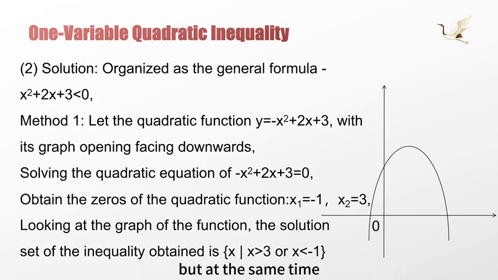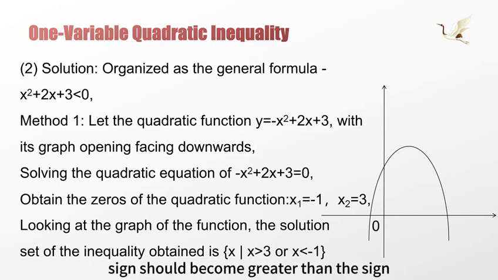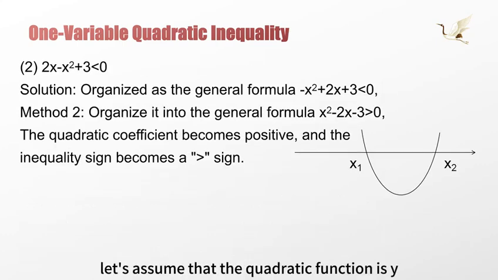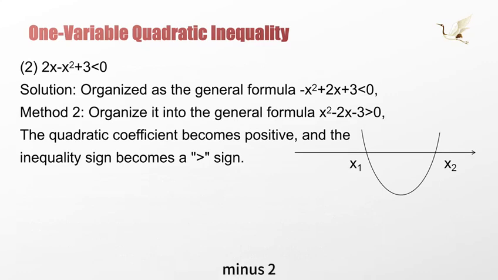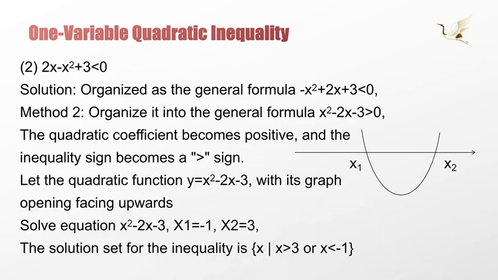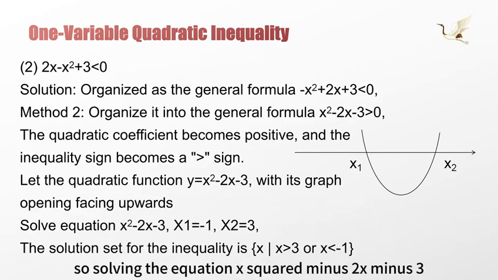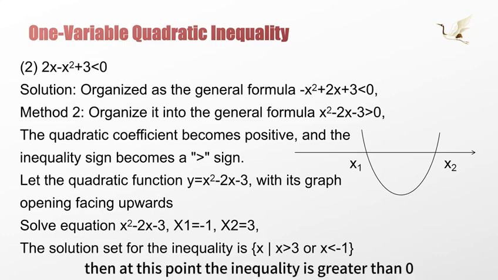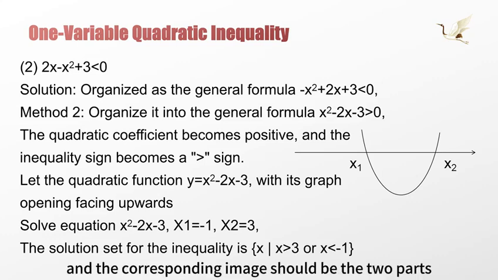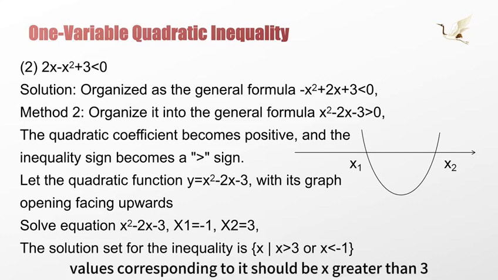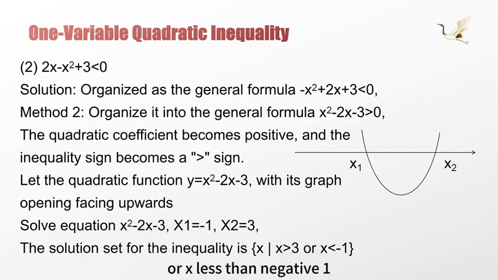But at the same time, it should be noted that the inequality sign should become the greater than sign. So after this happens, let's assume that the quadratic function is y equals x squared minus 2x minus 3, and its graph naturally opens upward. So solving the equation x squared minus 2x minus 3 equals 0, we obtain the same two zeros, negative 1 and 3. Then at this point, the inequality is greater than 0, and the corresponding image should be the two parts above the x-axis. The range of x values corresponding to it should be x greater than 3 or x less than negative 1.